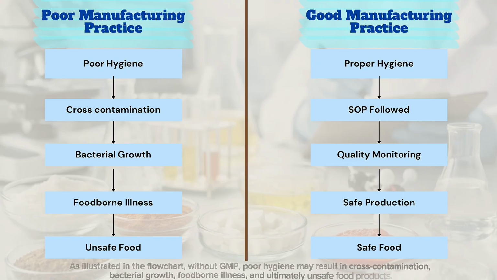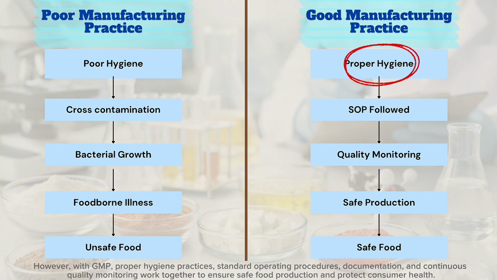As illustrated in the flowchart, without GMP, poor hygiene may result in cross-contamination, bacterial growth, foodborne illness, and ultimately unsafe food products. However, with GMP, proper hygiene practice, standard operating procedures, documentation, and continuous quality monitoring work together to ensure safe food production and protect consumer health.